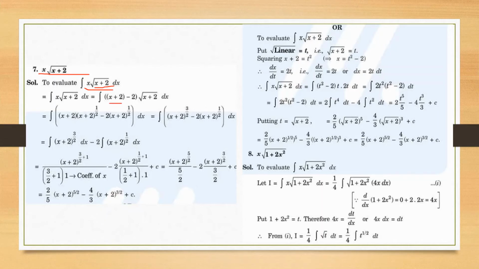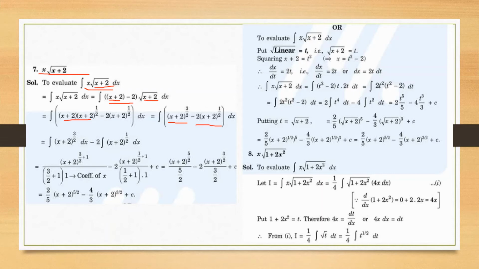Now multiply this term and this term. It becomes x plus 2 raised to power 3 by 2, and it becomes minus 2 times x plus 2 raised to power half. Now apply your rule, that is power 3 by 2 plus 1 upon 3 by 2 plus 1, and d dx of x plus 2 is 1, so divide by 1. Minus 2 times x plus 2 raised to power half plus 1 upon half plus 1 into d dx of x plus 2 is 1, and plus c. Now rearrange all the powers, okay? Take to the numerator and it is done.